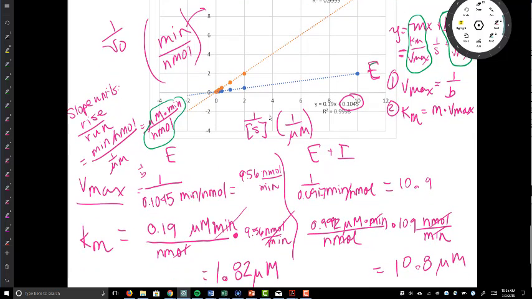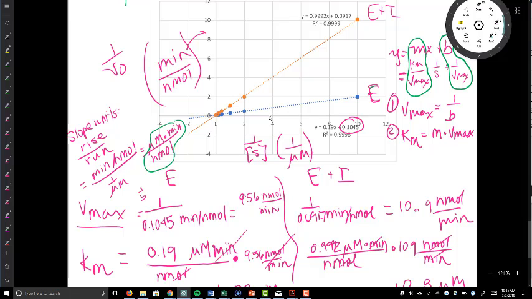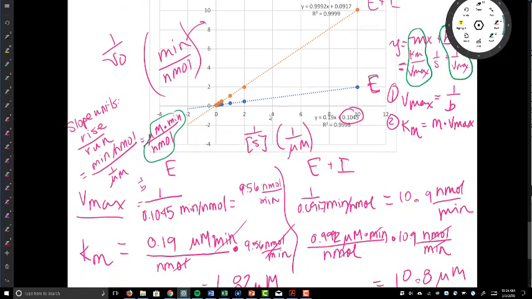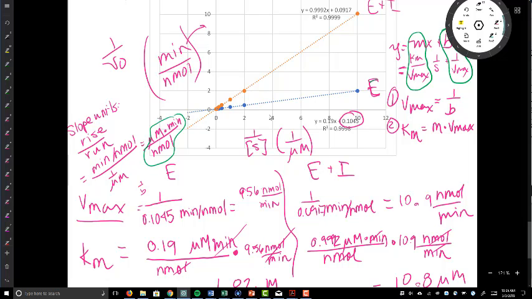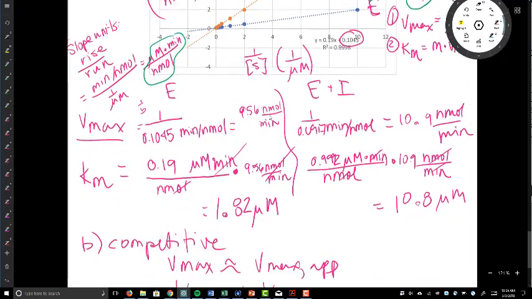You would apply the same treatment to the enzyme plus inhibitor: 1 over B, so 1 over 0.0917 minutes per nanomole, to get a Vmax apparent of 10.9 nanomoles per minute. Okay, so next we have to figure out the Km.